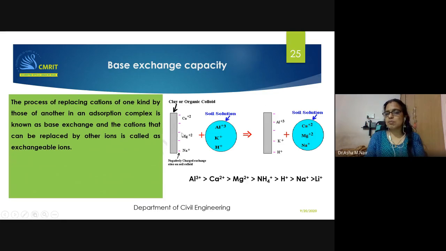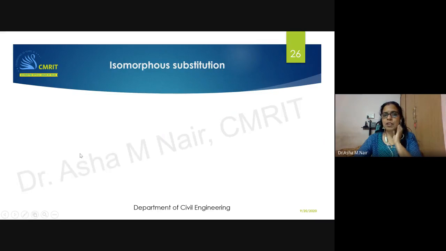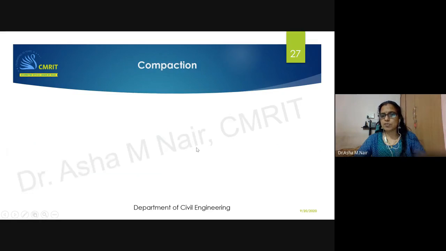So this is called base exchange capacity. Whatever is adhering to the clay will get replaced by other ions. This is called base exchange, and the cations that can be replaced by other ions are called exchangeable ions. What do you mean by isomorphous substitution? If aluminum gets replaced by magnesium, then this is called isomorphous substitution.